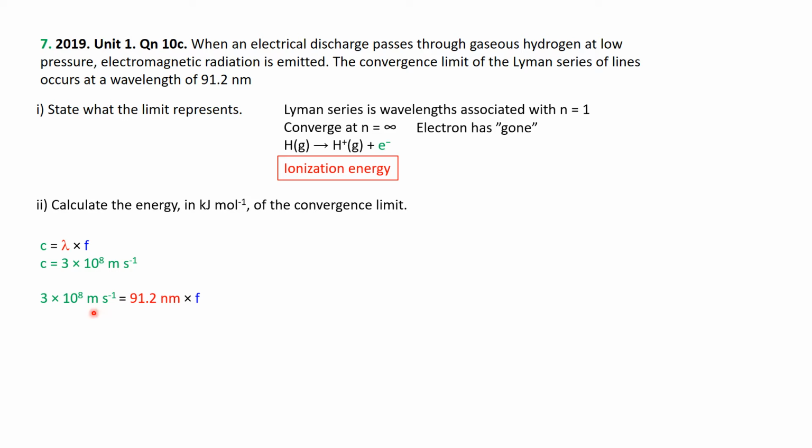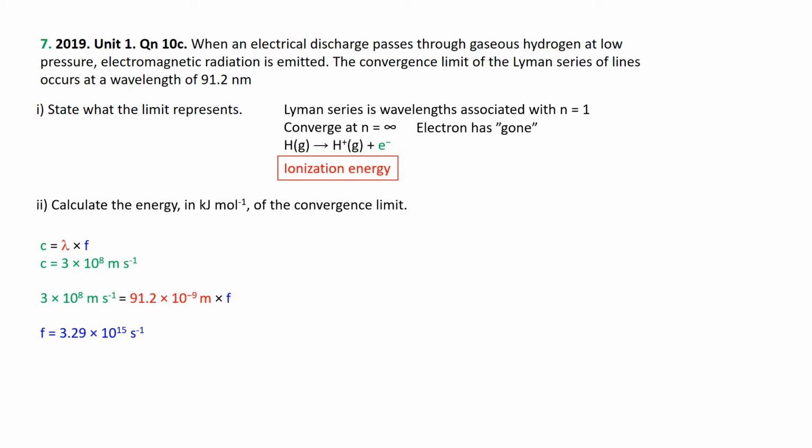Okay, pop in our values. We've got 3 times 10 to the 8 meters per second for c. Lambda, we're told, is 91.2 nanometers, and frequency is what we need to get from this part of the calculation. Big problem, of course: we've got nanometers here, meters here, so we need to convert nanometers to meters. Nano, of course, means 10 to the minus 9. So we get 3 times 10 to the 8 meters per second is 91.2, was nanometers, now times 10 to the minus 9 meters. Rearrange that, we get the frequency is 3.29 times 10 to the 15 per second.